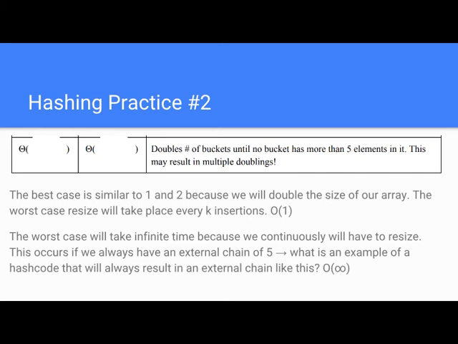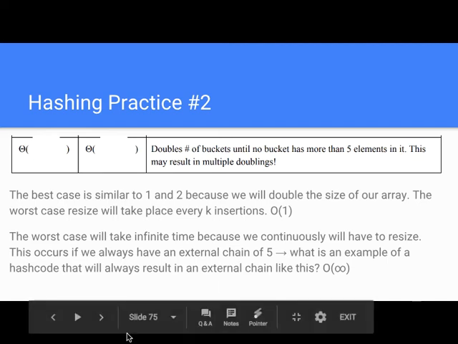So in this worst case, we talked about this hash function, right? Say we have a chain of 5 in our first bucket, and every time we resize, we always have a chain of 5. How many times will we need to double the size of our array? An infinite amount of times, right?